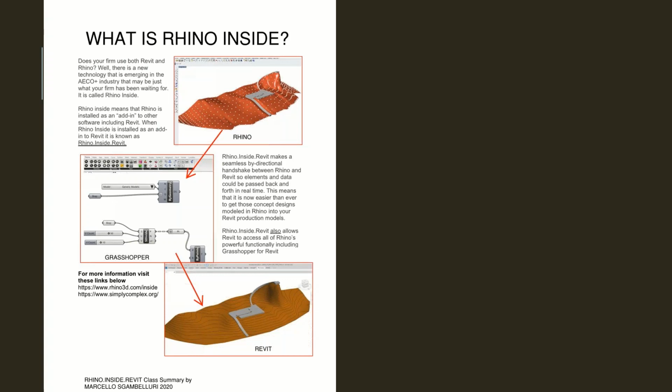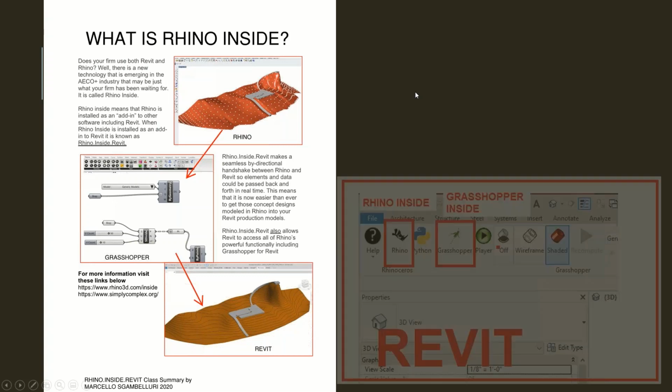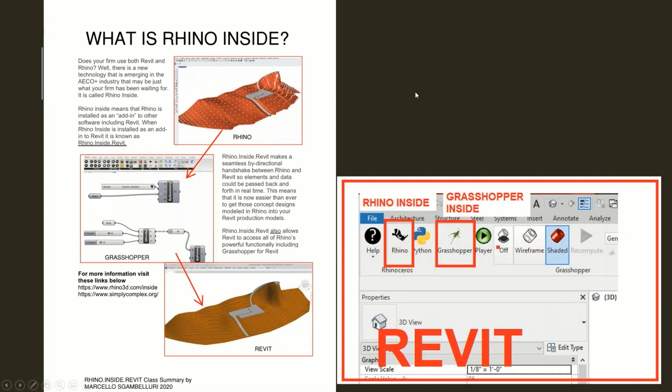Well, if Rhino Inside runs inside of Revit, then we call it Rhino Inside Revit. Just so we can get some nomenclature, I'm running a few monitors here, so I just have to make sure you see it. I'm going to go over this menu in just a little bit, but Rhino.Inside.Revit runs inside of Revit. Whenever you open Revit and you open Rhino.Inside.Revit, that is called Rhino.Inside.Revit.